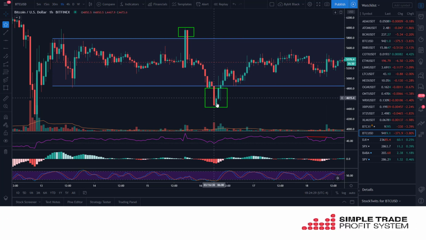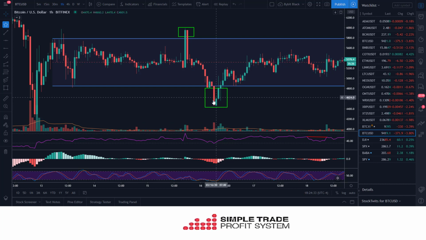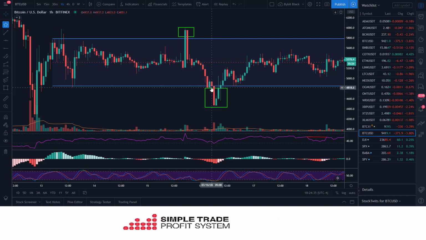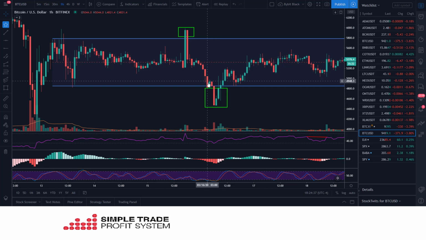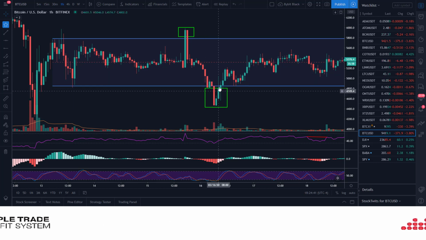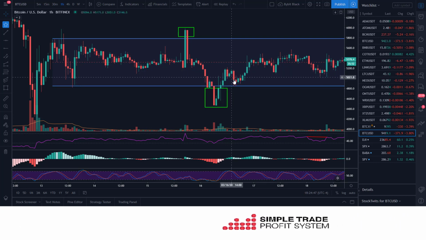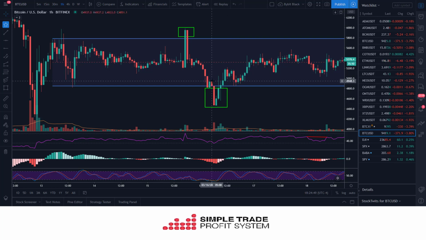And then the same down here. We had a false break. It attempted to break out. People started shorting here. We had some large bodied candles. These ones are kind of big here, especially this one coming out of it. And then when it reverses, it started triggering everybody's stop losses. And we had some big green candles coming right back up into the range.